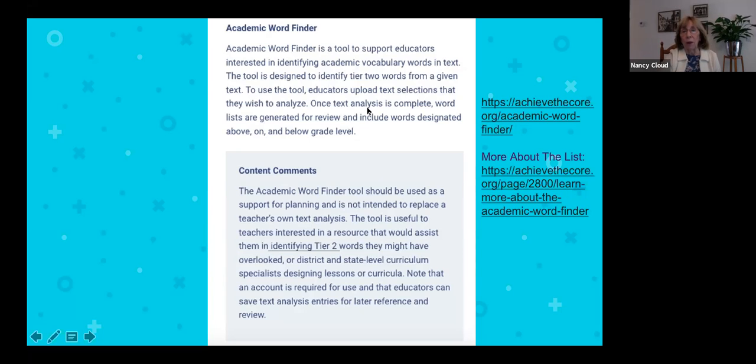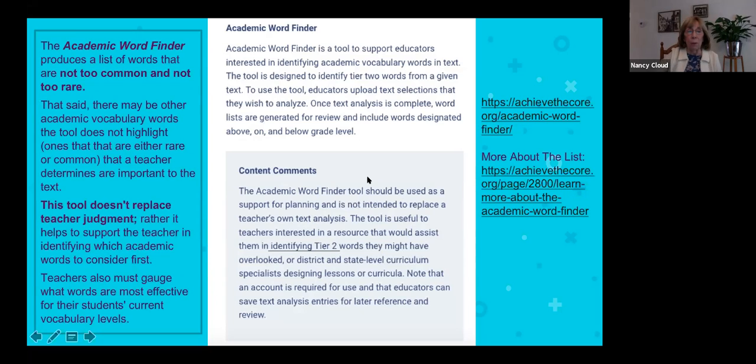Once you input text and it finds words, it will tell you whether those words are on, above, or below grade level, which could be important. But it does not replace teacher judgment. And it is finding words that are not too common and not too rare, but maybe there's a rare word that you really do want kids to know. Like, let's say in a science text, supernova, they have to know that word. It's rare, but they have to know it because that's what you're teaching. Then it's not going to come up when you do the academic word finder, but you could still decide, oh, that's a really important word.